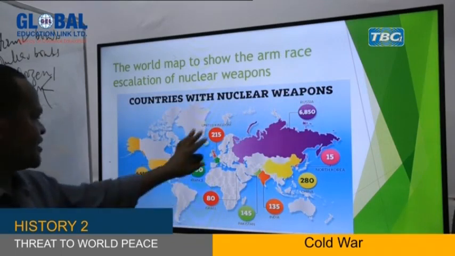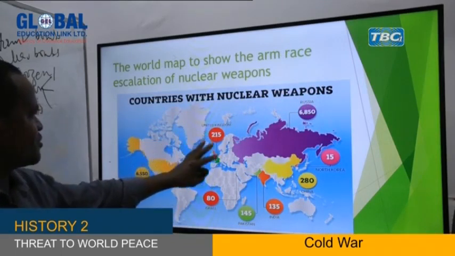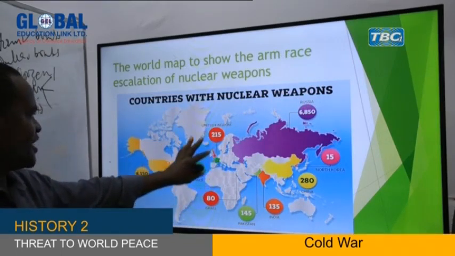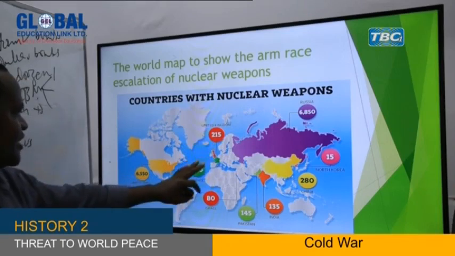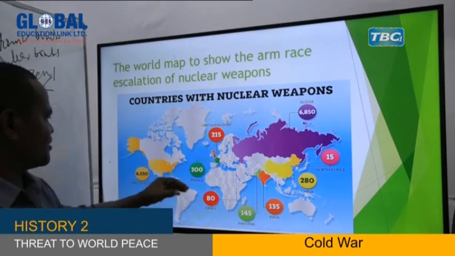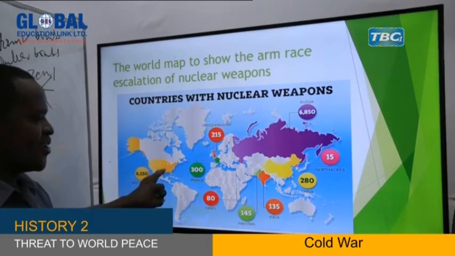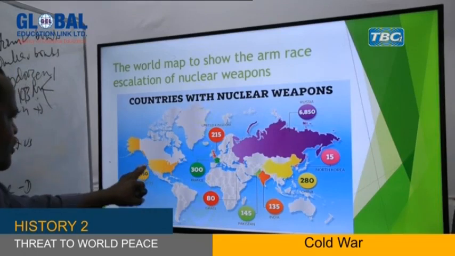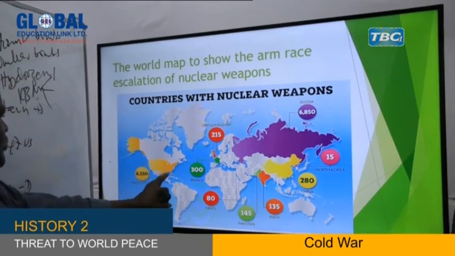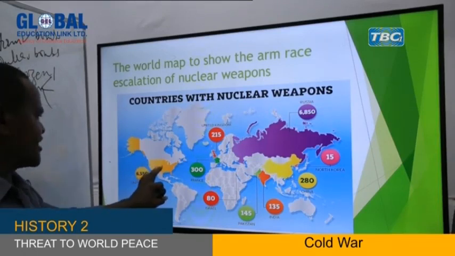My dear students, as you can see, these are the countries which today, as we speak, possess nuclear weapons. The production of nuclear weapons started in 1945 with the USA, producing only 2 bombs. One was produced using uranium, and the other using plutonium. Those 2 bombs were used at Hiroshima and Nagasaki.